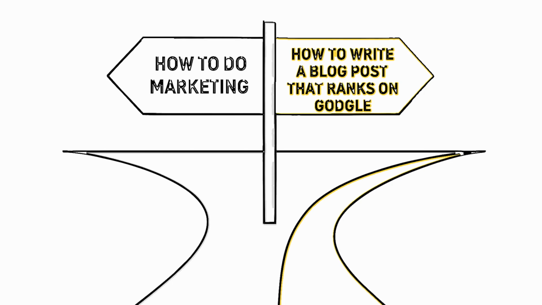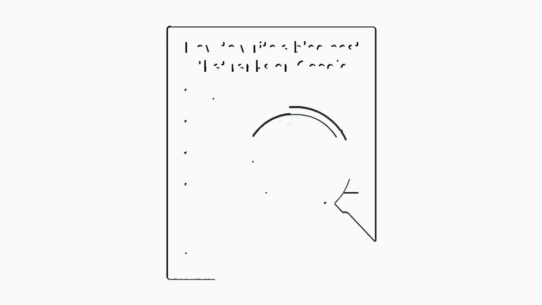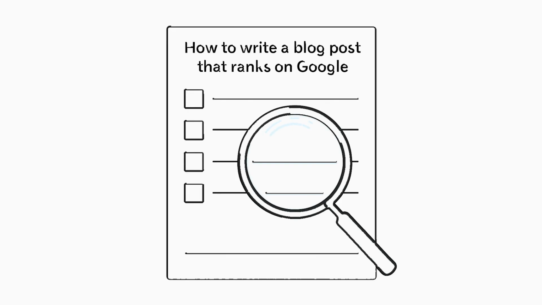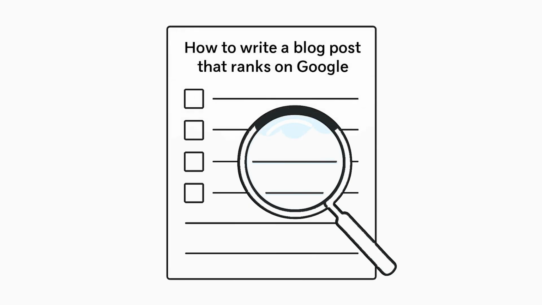Step 2. Pick a focused topic. Instead of how to do marketing, choose something narrow, like how to write a blog post that ranks on Google. Clear, specific topics attract the right readers.